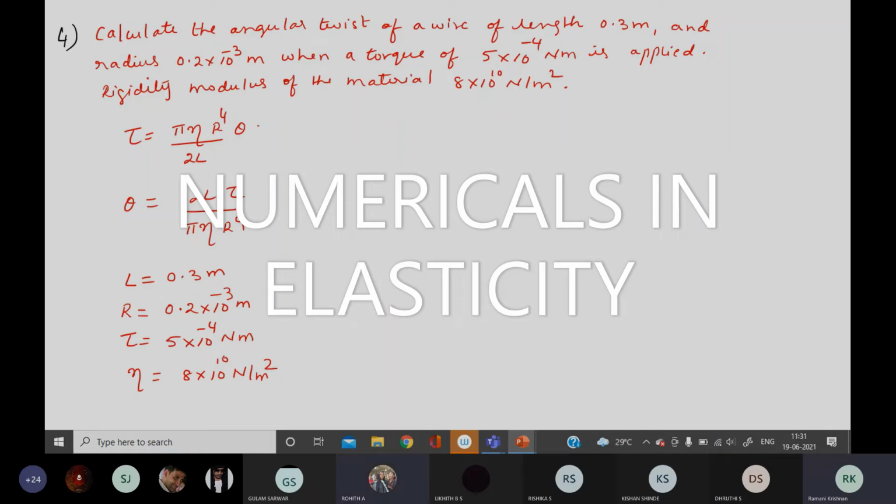0.756 radians. Yeah, 0.756 radian is correct answer.